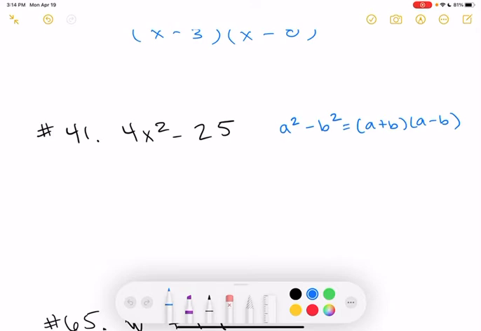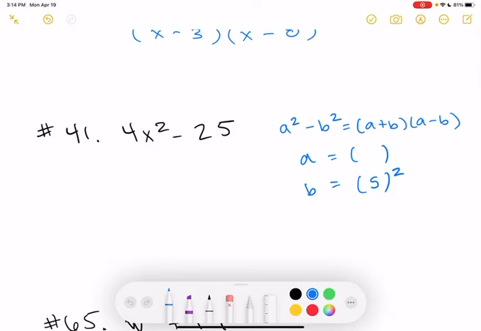So to get my a and my b, I like to put them in parentheses just so I can see it a little bit easier. The a is usually a little bit harder to see. Let's look at the b first. So that b says 25. What squared would give me 25? 5, right? Okay, now the first one, right? That one gets a little bit trickier.